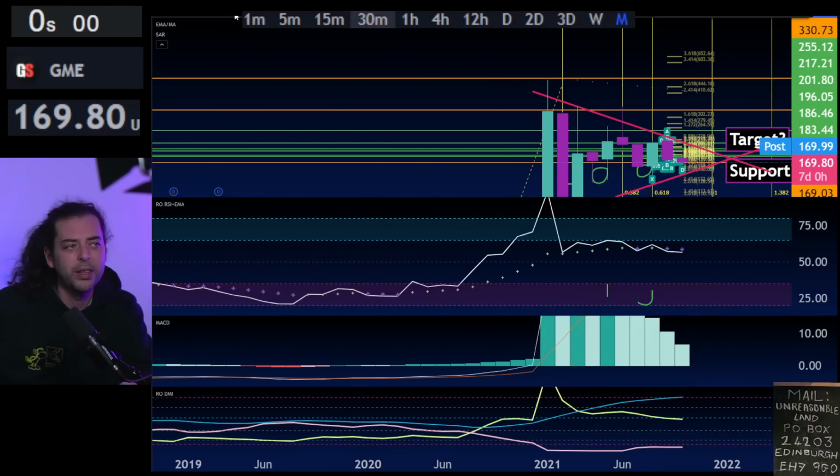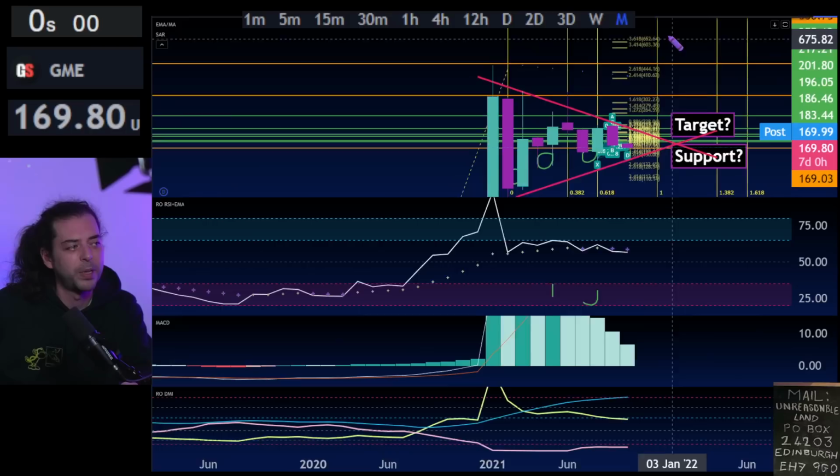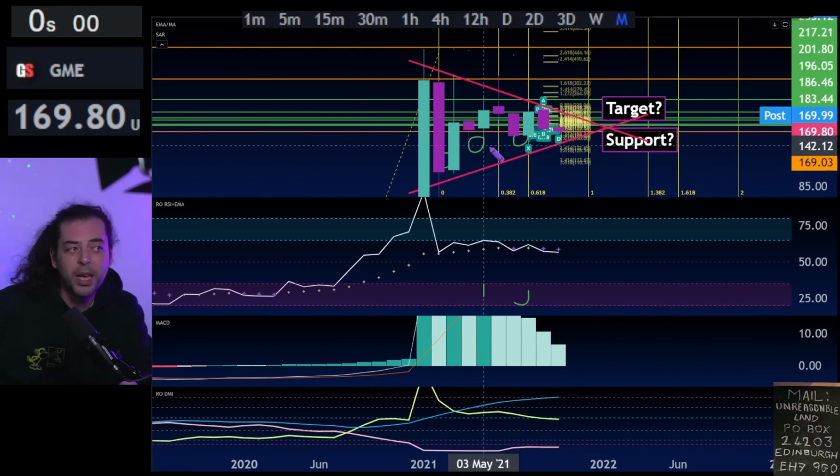And another little thing I thought I would point out, since we're up here, is the fib time zones you've got in the background, showing us that towards the end of this apex here, where we're coming up to now, something's going to happen.